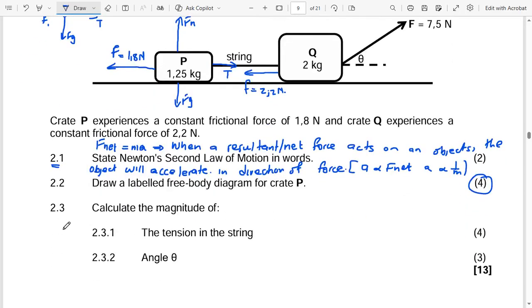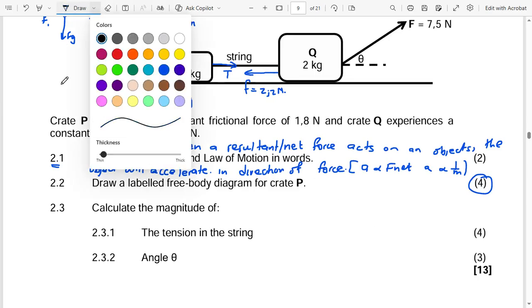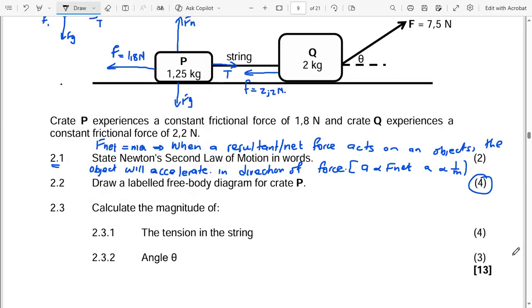Okay, 2.3, calculate the magnitude of the tension in the string. To calculate the magnitude of the tension in the string, I'm going to use Newton's second law. First thing first, write down F net is equal to ma. They want us to calculate the tension in the string.